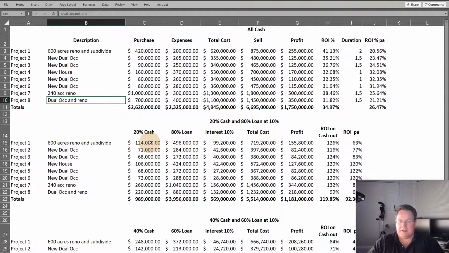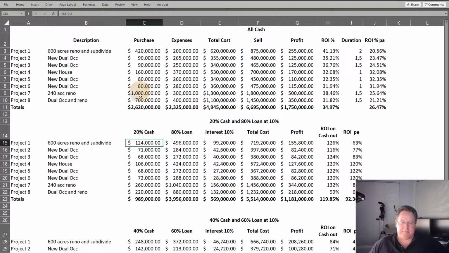Now, when you're starting, you may not have the monies we're talking here. Let's take, for example, we have a simple job where we do a reno on a subdivision of an acreage. Well, it might cost us $420,000 to purchase a block. It might be $200,000 in expenses, so that's $620,000. We might sell it for $875,000 and make $255,000. Now that sounds like a good little profitable job. That might take us a couple of years, so we make about 20% on our money per year. Now, what happens if we don't have that money? Can we borrow that money? So we'll look at options where we put 20% down and maybe borrow 80%.